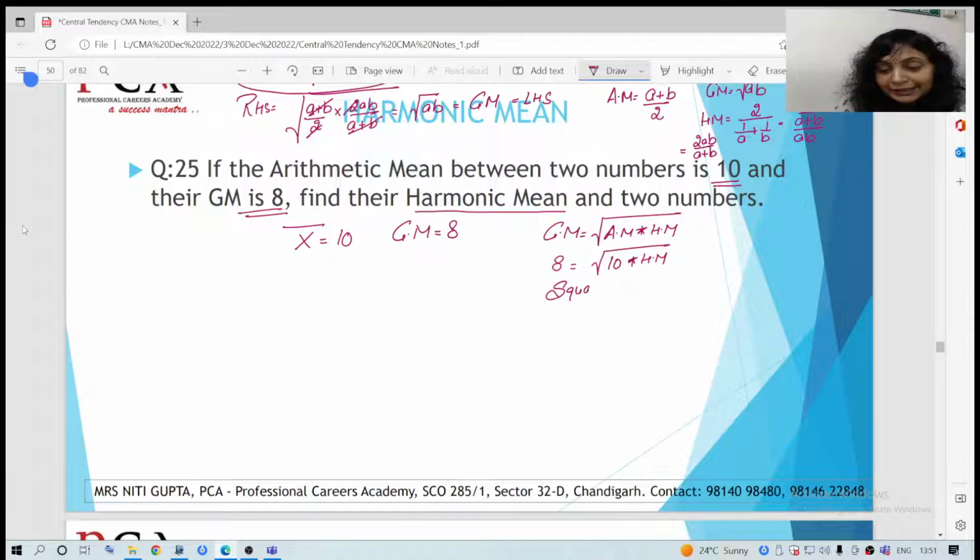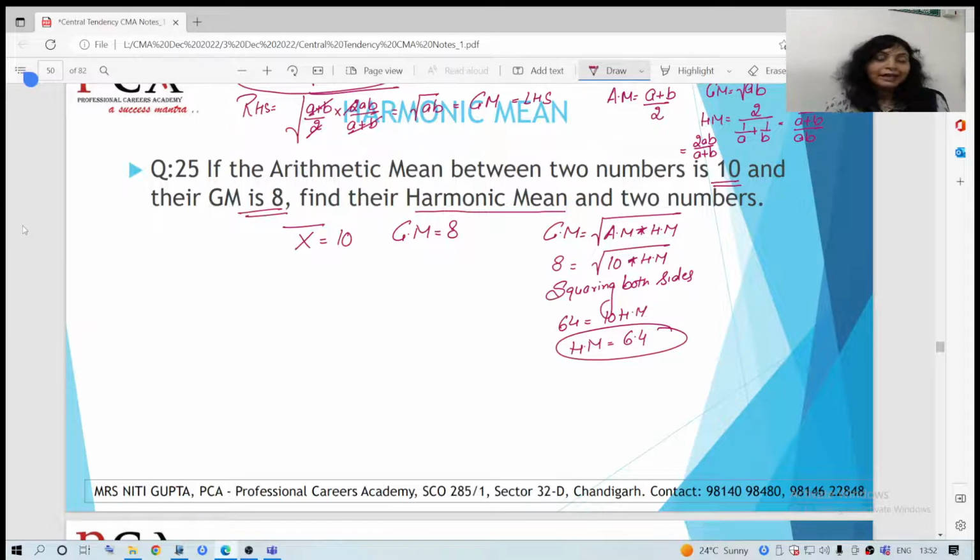Squaring both sides because we have to cancel the square root. So this becomes 64 equals 10 times harmonic mean. So harmonic mean is equal to 6.4. So this is the way we can compute anything, either arithmetic mean, harmonic mean or geometric mean.